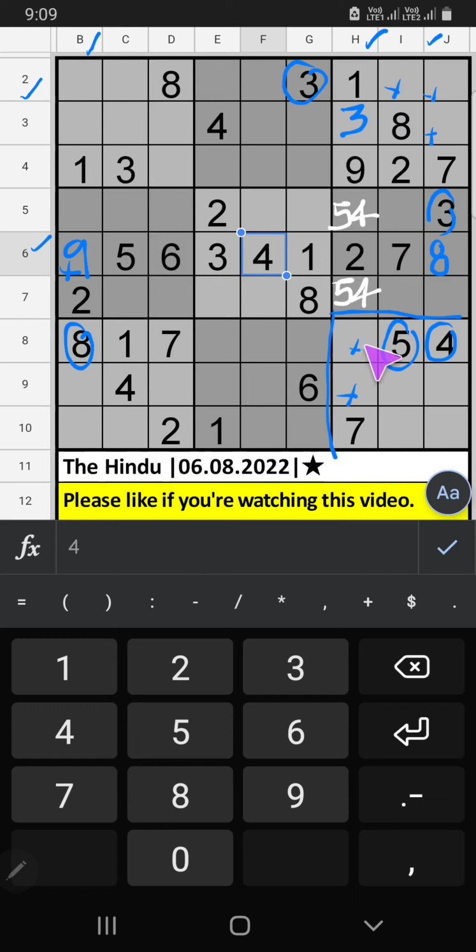Column H, 2 numbers are remaining, 6 and 8. It will come in another 2 cells. 8th row, we already have 8. So 8 can't come in the cell. 8 is confirmed here. Then 6 is here.